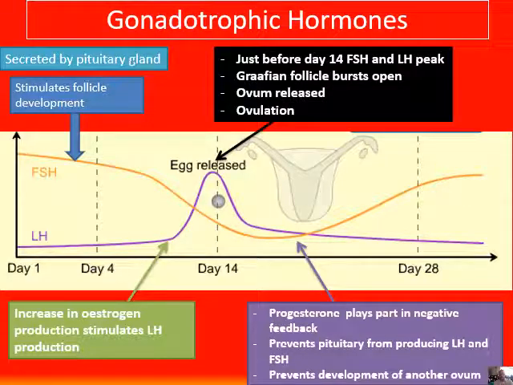As the level of luteinizing hormone peaks just before day 14, the Graafian follicle bursts open, the ovum is released, and ovulation occurs. This means that the ovum itself has now been released into the fallopian tubes. Once that spike in luteinizing hormone occurs, there's no more need for luteinizing hormone, and then that actually decreases very rapidly all the way to day 28 again.